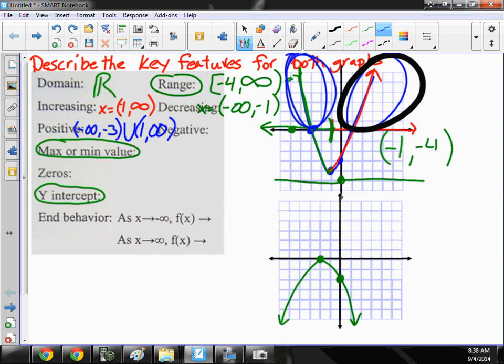All right? Where is the graph negative? It'll be this portion here.